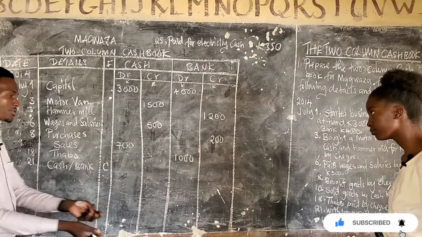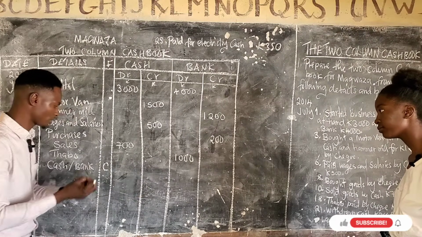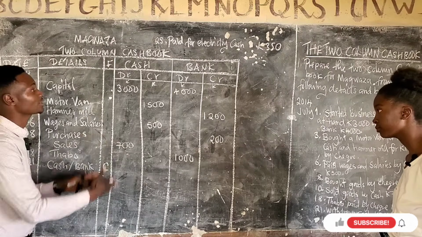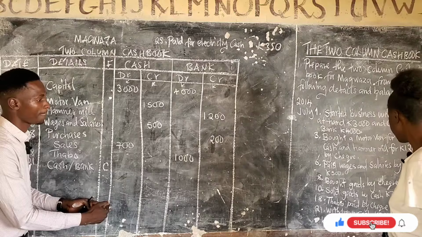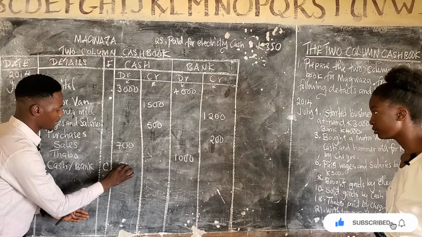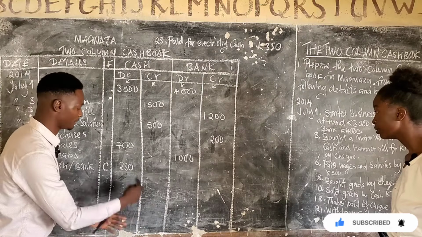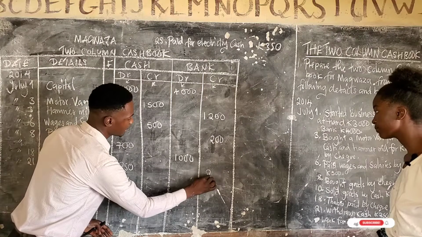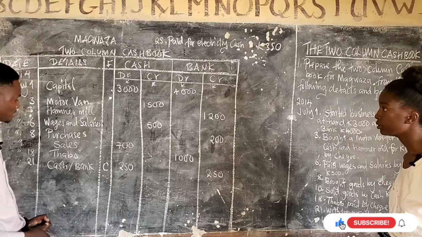Since you are withdrawing money, cash is receiving and bank is giving. So the cash book is going to debit 250. Then the bank is going to give out 250, the same amount. We have an extra transaction.